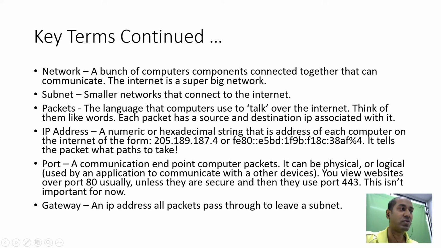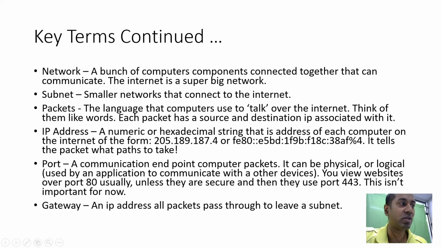Basically, what an IP address does is tell packets what paths to take in order to get to its destination computer. Every packet that is sent over the internet has a source IP address and a destination IP address associated with it. That tells the computer that receives it where it's coming from, as well as tells the routing mechanisms on the internet where it's going.